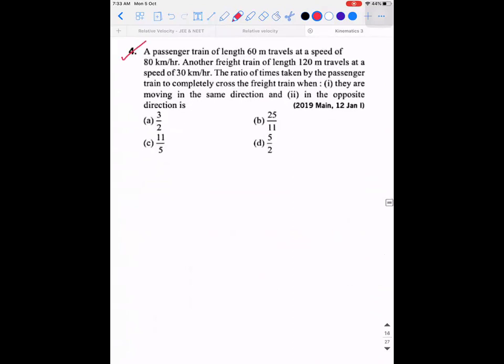So look at this question. There is a passenger train of length 60 meter traveling at a speed of 80 km per hour. Another freight train of length 120 meter travels at a speed of 30 km per hour. The ratio of time taken by the passenger train to completely cross the freight train when they are moving in the same direction and in opposite direction.